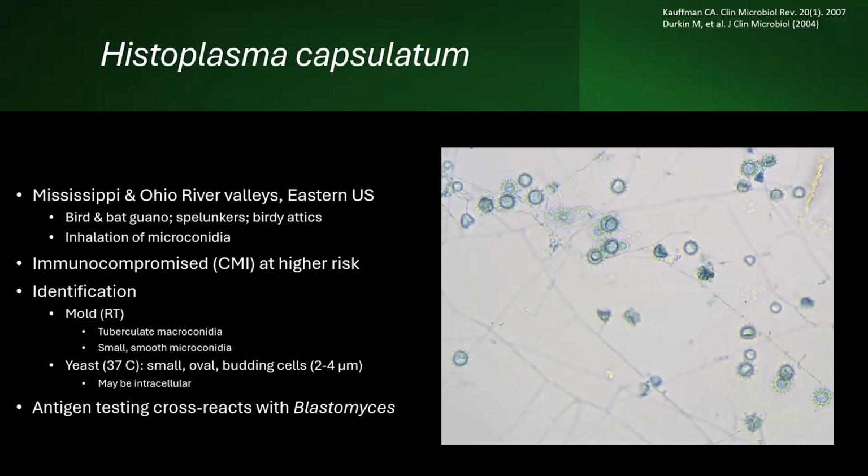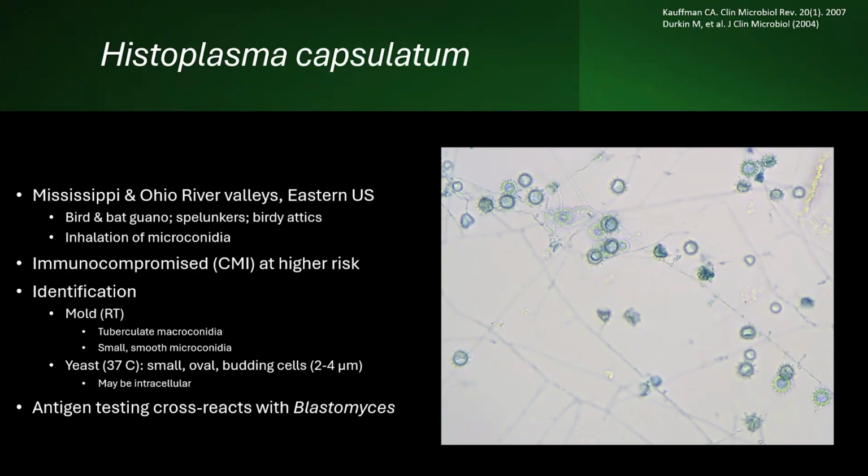With histoplasma, the immunocompromised, especially those with cell-mediated immunity defects, are at higher risk. So in other words, histoplasma acts more as an opportunistic pathogen than a true pathogen. Do not be mistaken, this is a true pathogen. However, it has a higher predilection to those that are immunocompromised in some way.